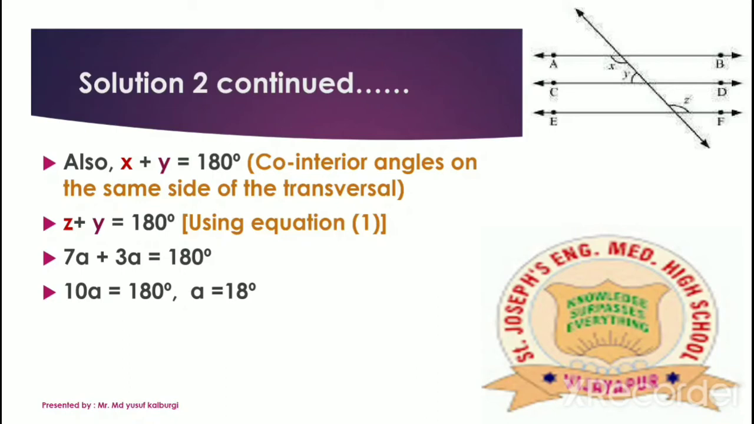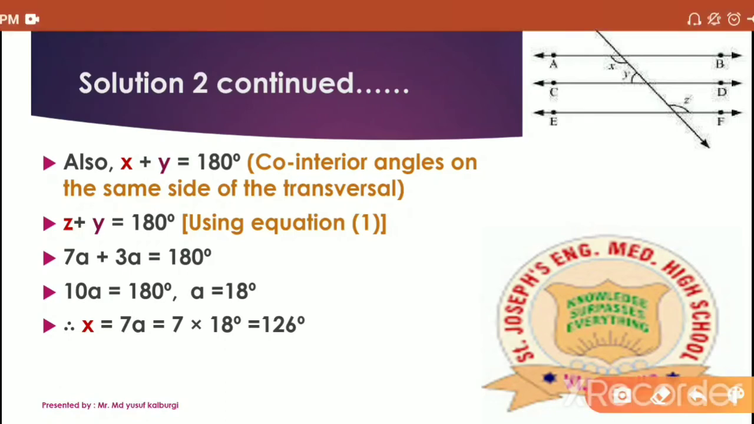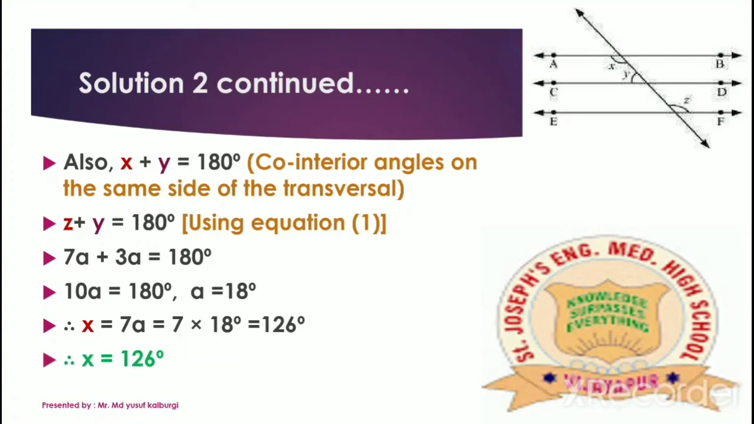X equals 7a, 7 into 18. So x equals 7a, in place of a we are going to keep it as 18 degrees. In place of a we have kept the value of a as 18 degrees. That is equal to, if you multiply, 126 degrees. That is our answer. X equals 126 degrees. Now this is the answer for the second question. I hope this is clear to you.